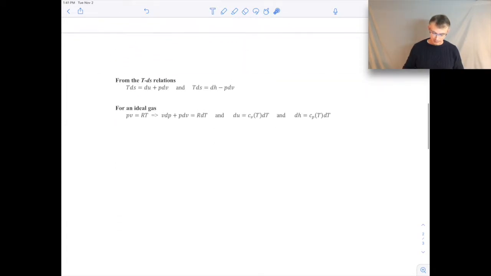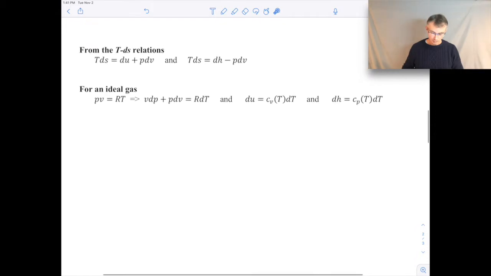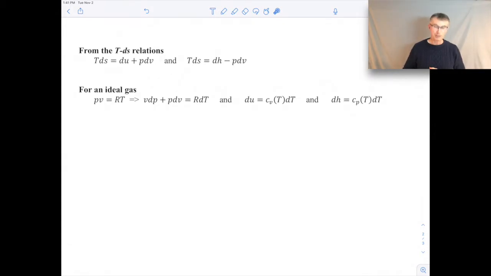So let's go ahead and get into the material. We're going to start with the TdS relations, just like we did for the change in specific entropy for an incompressible substance. So we're going to start with these. And remember, by the way, the TdS equations are just equations that relate properties to one another. So it relates temperature and specific entropy, specific internal energy, specific volume, pressure, specific enthalpy. It's just a way to relate properties to one another.